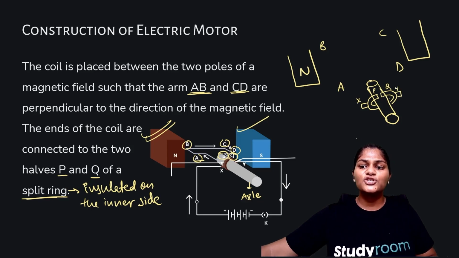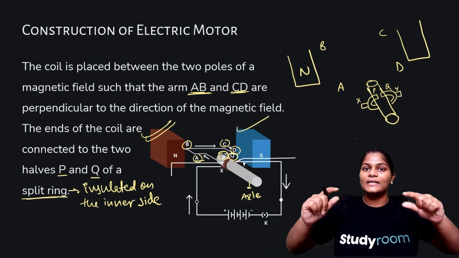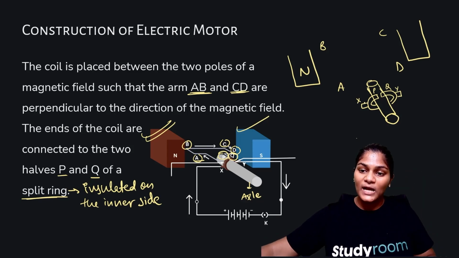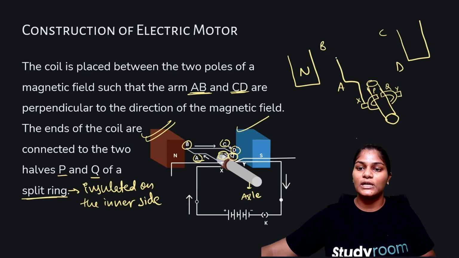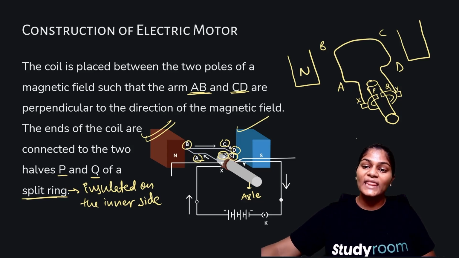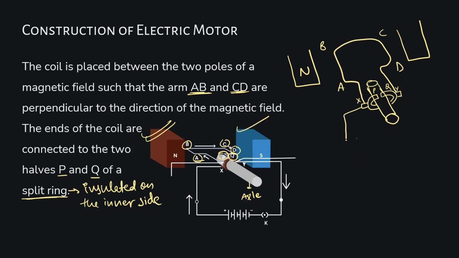This brush, by brush I just mean this piece that is stationary there. It's just called a brush. Okay. So this brush is what this coil is attached to. My coil ABCD is attached to this brush. Okay, and then this conducting brush is then connected to a circuit. Great. So this is my complete setup.